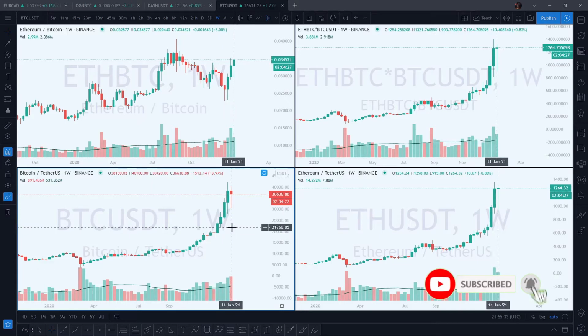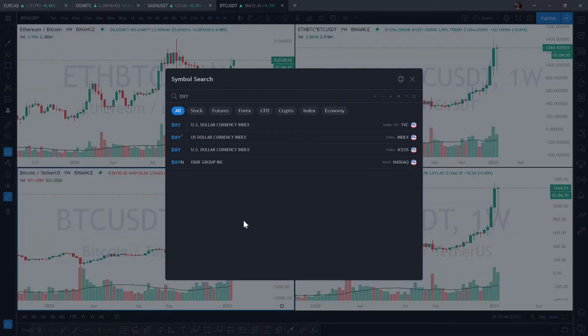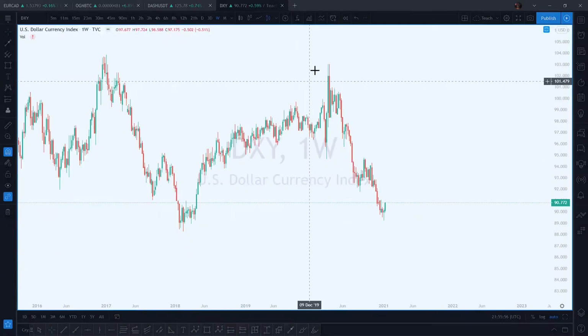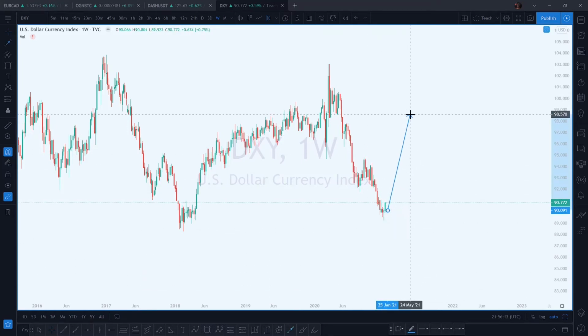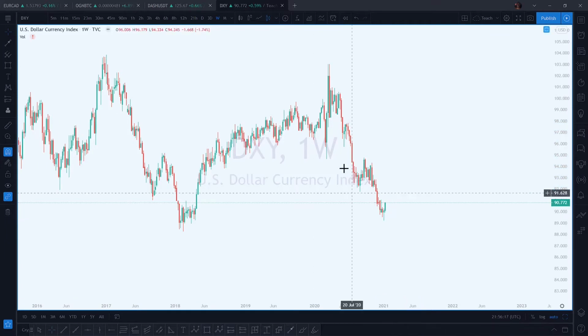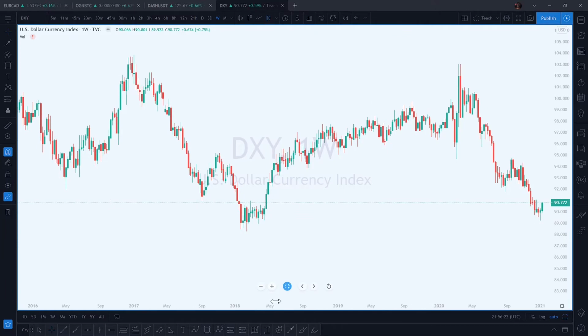If you want to take a quick look at the DXY on TradingView, you can just come to your chart and type DXY, and here we have it, the US dollar currency index. As we can see here, it is in a downtrend from this very high, which shows that the US dollar is weak. And if this bullish movement continues to the upside, that means we have a strong dollar. Since the index is strong, the dollar is expected to rise in the coming weeks.